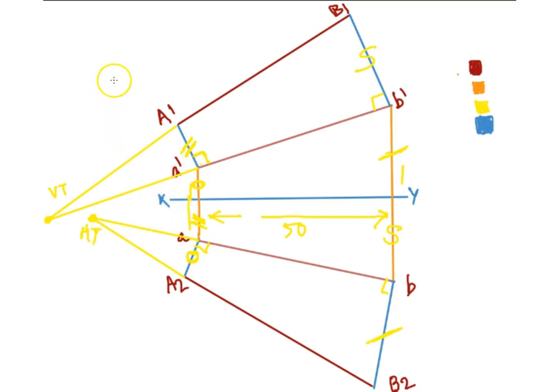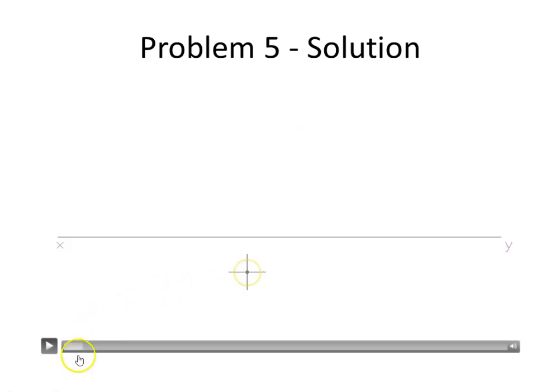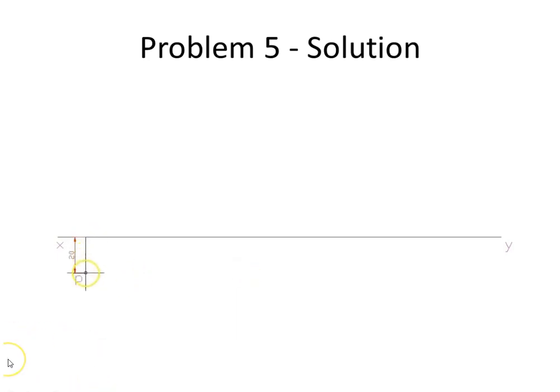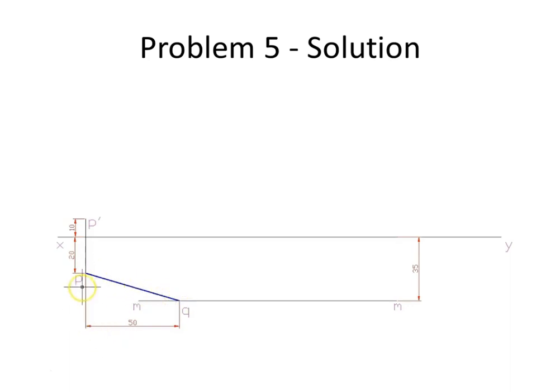So let's jump right into the solution. We'll start drawing the XY line first. As per the question, we'll mark the positions P dash and Q. The distance between the end projectors is 50 mm.